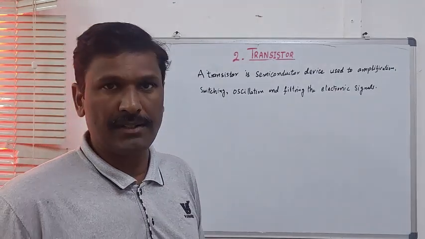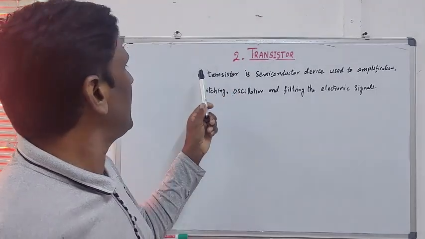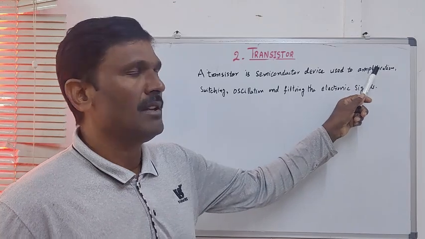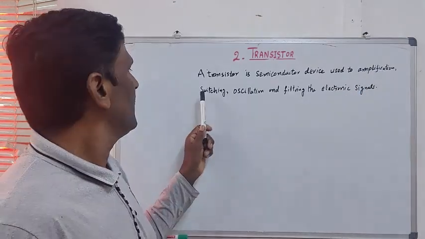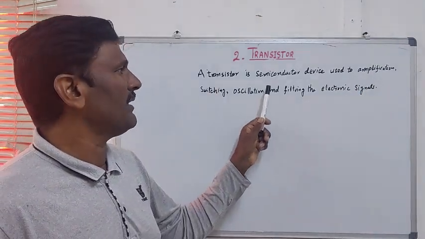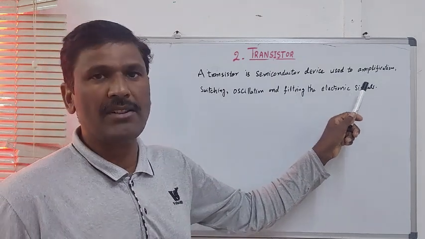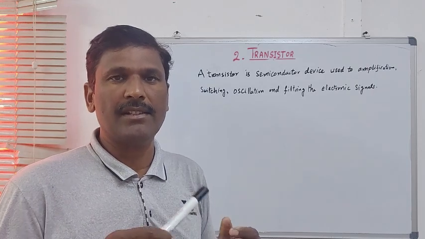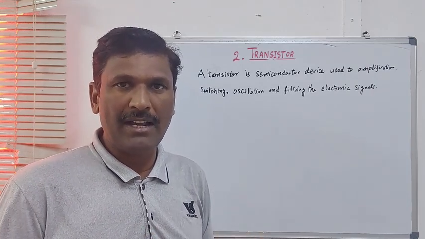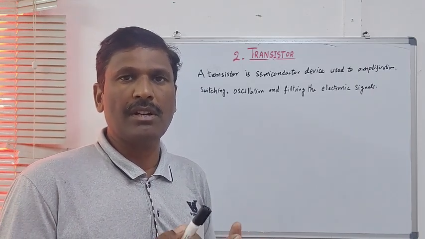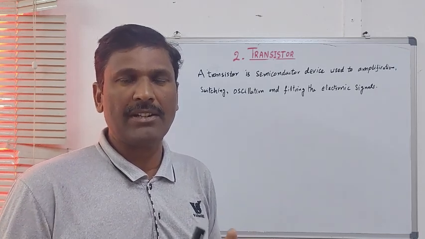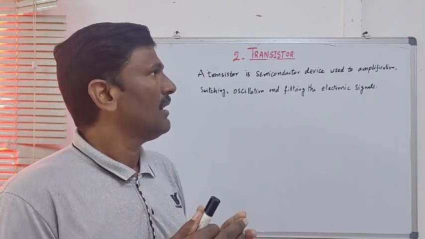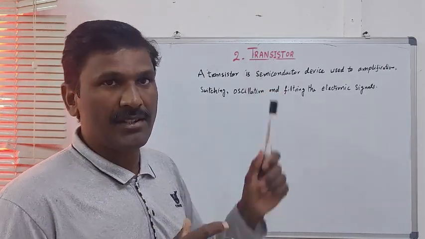So what is the transistor? A transistor is a semiconductor device used for amplification, switching, oscillation and filtering of electronic signals. In simple words, we can say that a transistor is an electronic device which is used to control and regulate the electronic signal. Today I will only discuss the types of transistor.